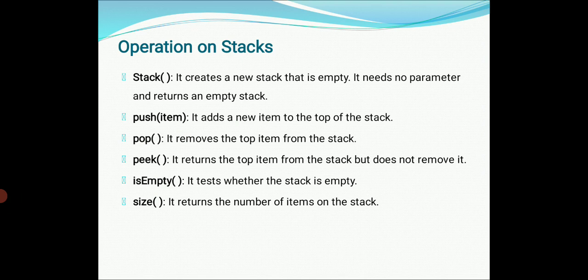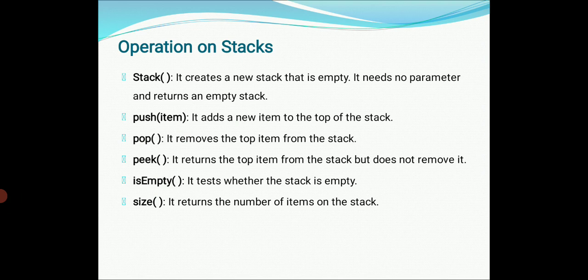Let me now explain the operations on the stack. The stack consists of 6 different types of operations. The first operation is stack. It is a function that creates a new stack, which is initially empty. It needs no parameters and returns an empty stack. The second operation is push. Within the brackets, the item is given as a parameter. It adds a new item to the top of the stack.